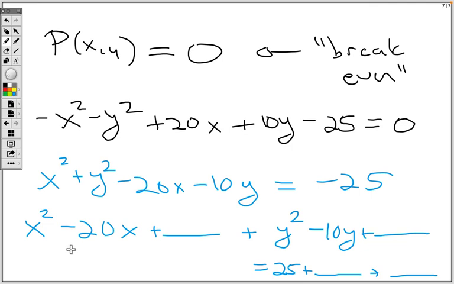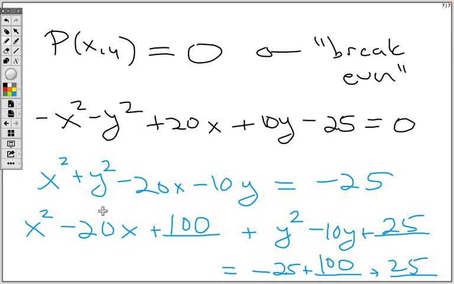Okay, so completing the square, I'm going to cut this in half. So get a negative 10 and square it, that would be 100. I'm going to cut this in half. Whoops, that's a negative 25 over there. Cut this in half, square it, you get a 25. And then add the 100 and add the 25.